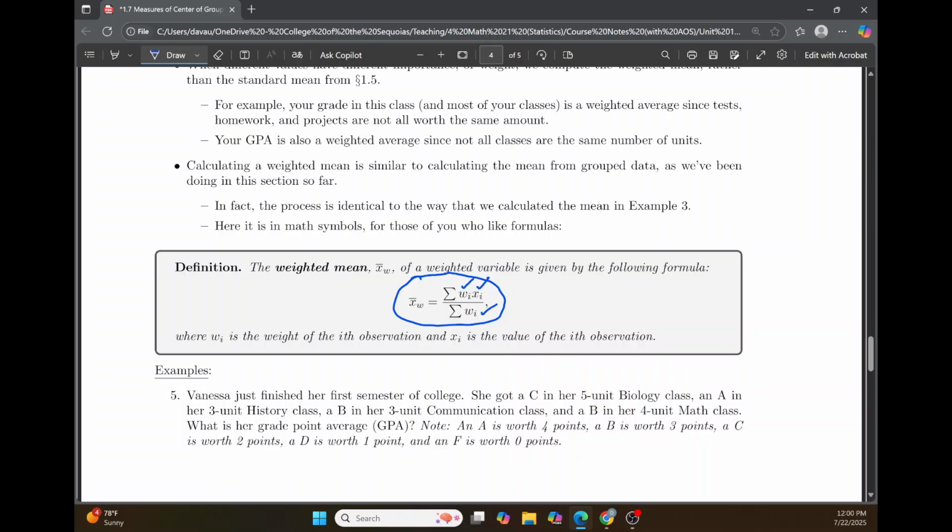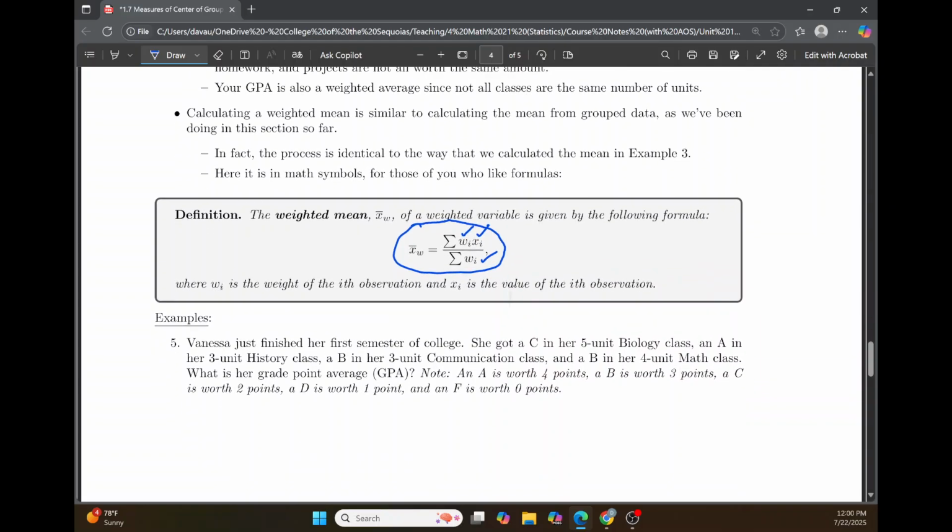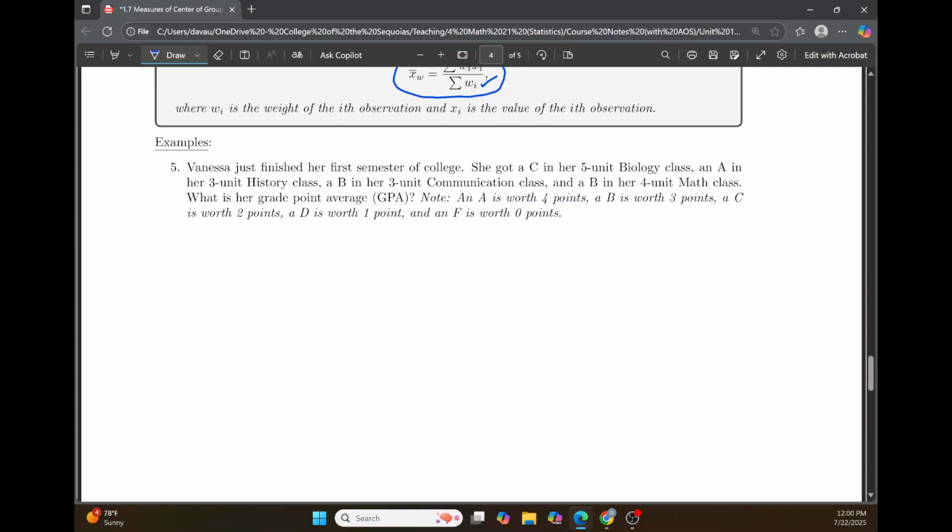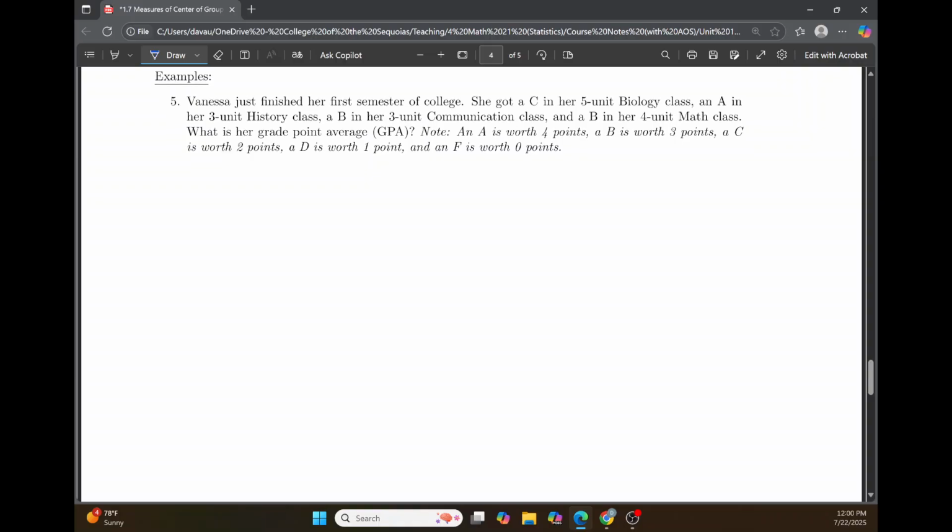Okay, but otherwise, it's exactly the same thing. So let me just give you an example of this formula in action. Number 5 here says, Vanessa just finished her first semester of college. She got a C in her 5-unit biology class, an A in her 3-unit history class, a B in her 3-unit communication class, and a B in her 4-unit math class. What is her grade point average?